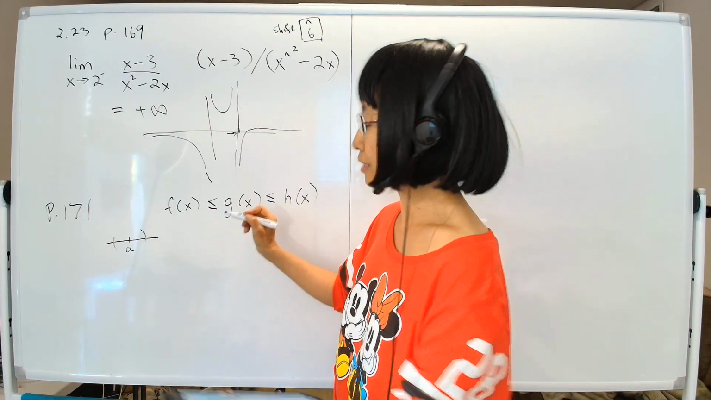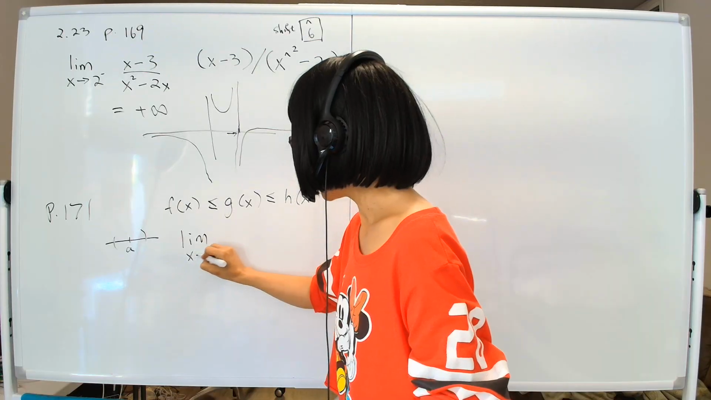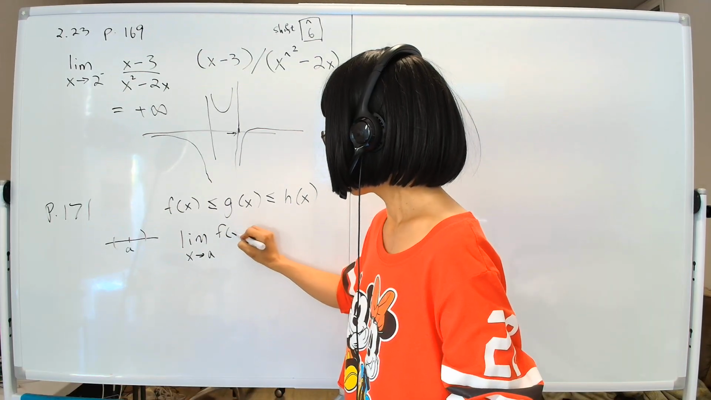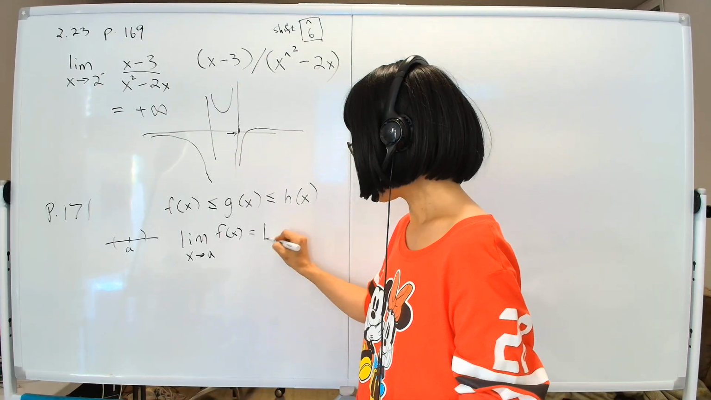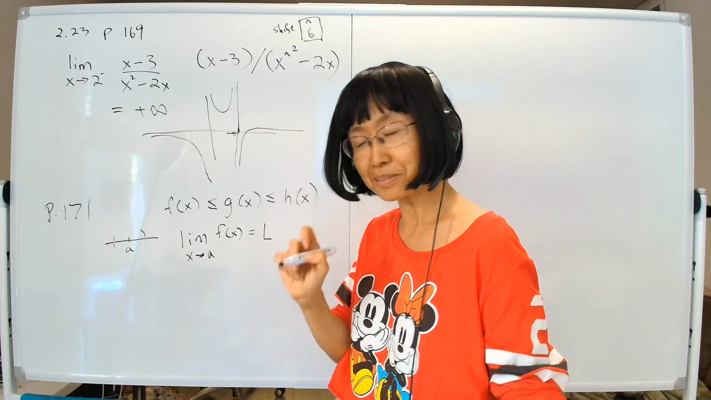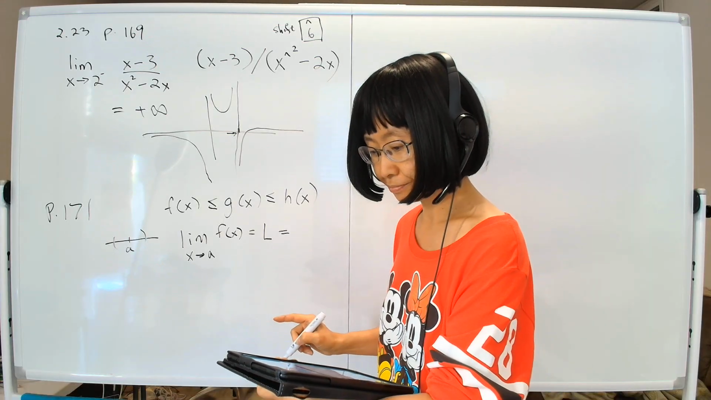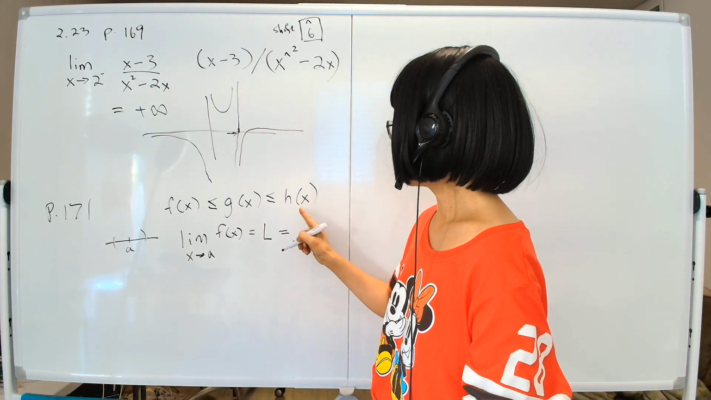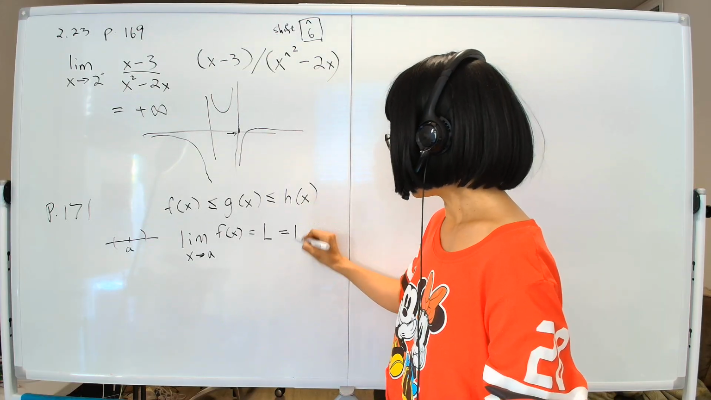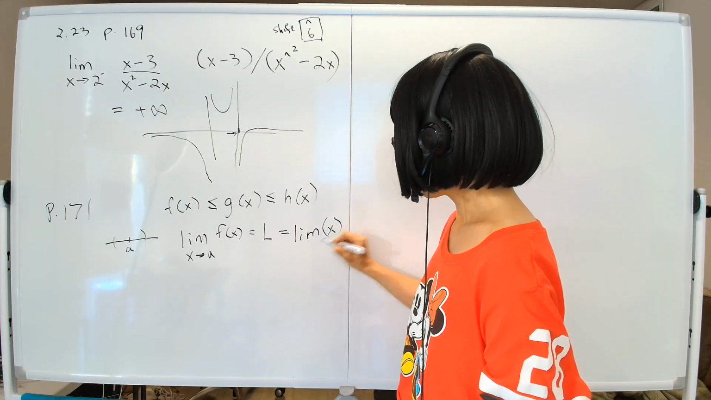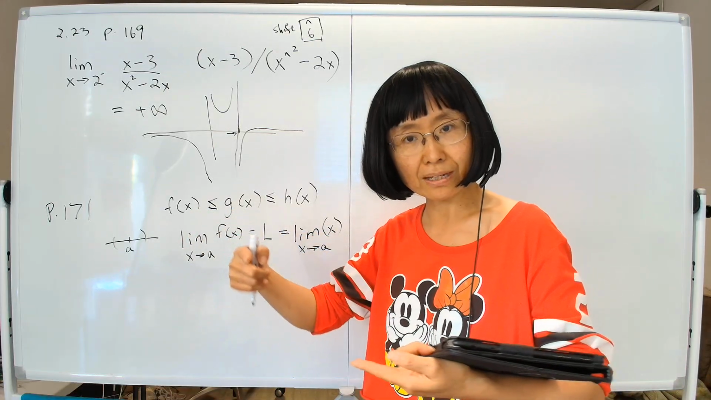That's the first condition. The second condition is you happen to be able to prove that the limit as x approaches A of f of x exists and equals some number, not infinity, a number L, and the same thing here: the limit of h as x approaches A also is L. So these 2 points are going to the same place for some reason.